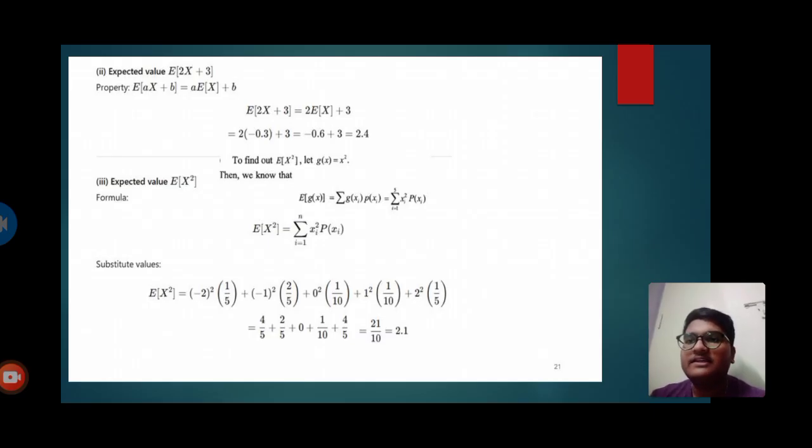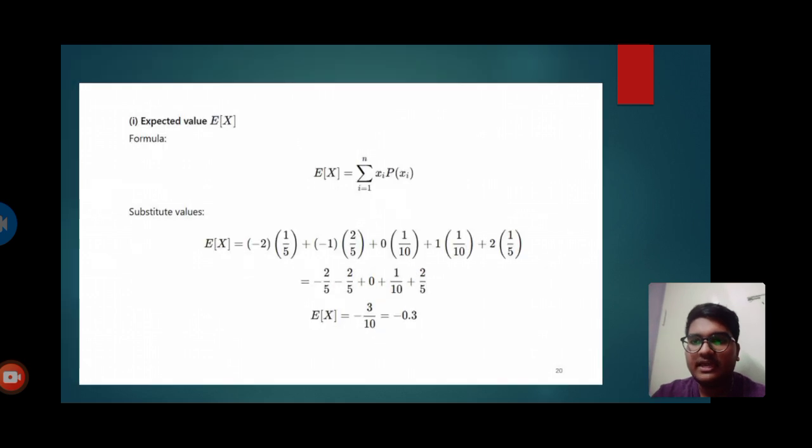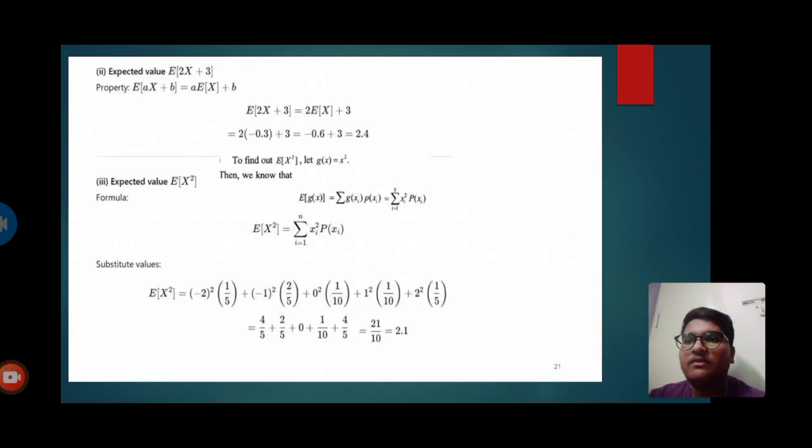We have previously calculated the expectation E of x as minus 0.3. Now let us substitute the value of the expectation here: 2 into expectation of x, where expectation of x is minus 0.3. 2 into minus 0.3 plus 3 is equal to minus 0.6 plus 3, which is 2.4. So the value of E of 2x plus 3 is equal to 2.4.